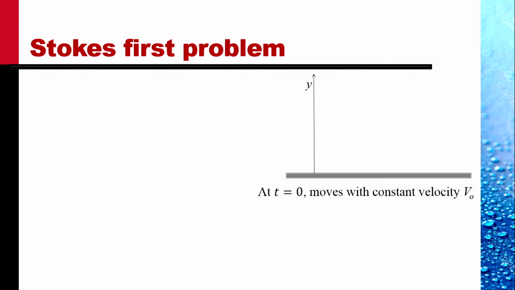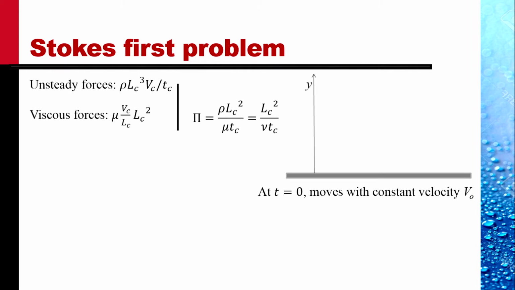This is a problem which is related to the fluid in the half space above an infinite plate. The fluid is at rest originally. At time t equal to 0, the plate starts moving with a constant velocity V naught. In this situation, there are only two forces that are of interest. One is the unsteady force, the other the viscous force.